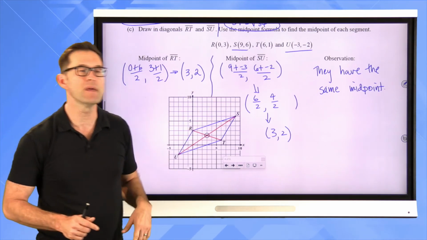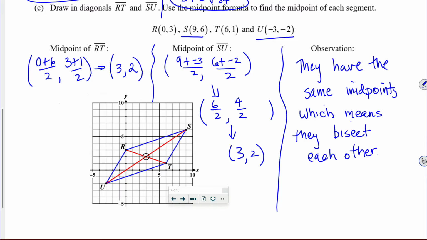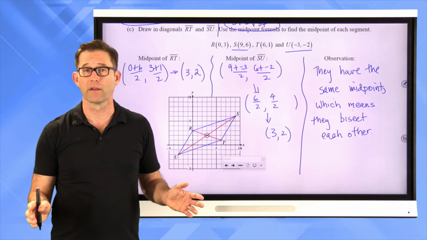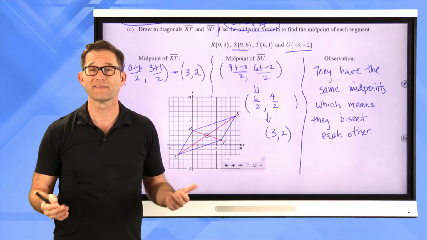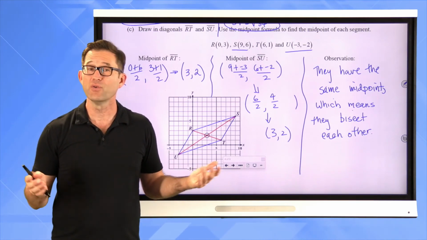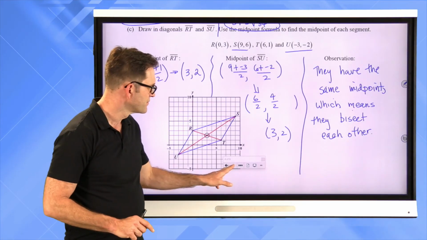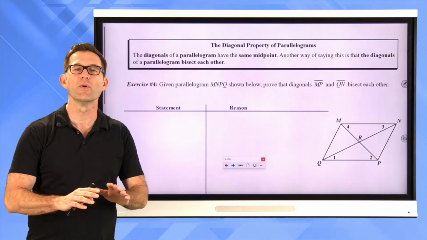So they have the same midpoint, which means they bisect each other. At least in this particular parallelogram, right? In this parallelogram, maybe not all parallelograms, the two diagonals bisected each other. And we can tell that using the midpoint formula, which is really cool. If two segments have the same midpoint, then they must cut each other in half. And the cool thing is, this is true of all parallelograms.